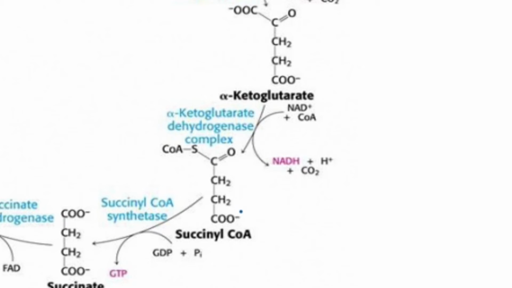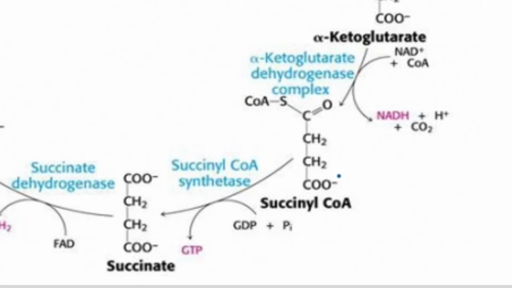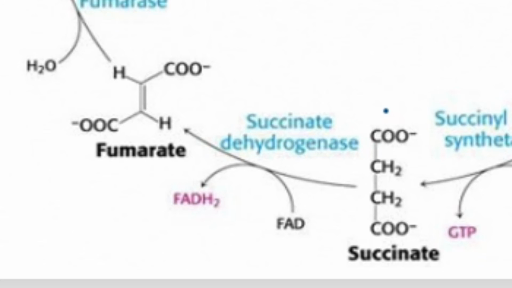So you produce succinyl-CoA. Succinyl-CoA is going to be converted into succinate by succinyl-CoA synthetase. This is a step you want to remember because it's distinct, right? You produce GTP. GTP is not the main currency. The main currency is what? ATP. Now, succinate is going to be converted into fumarate by succinate dehydrogenase.